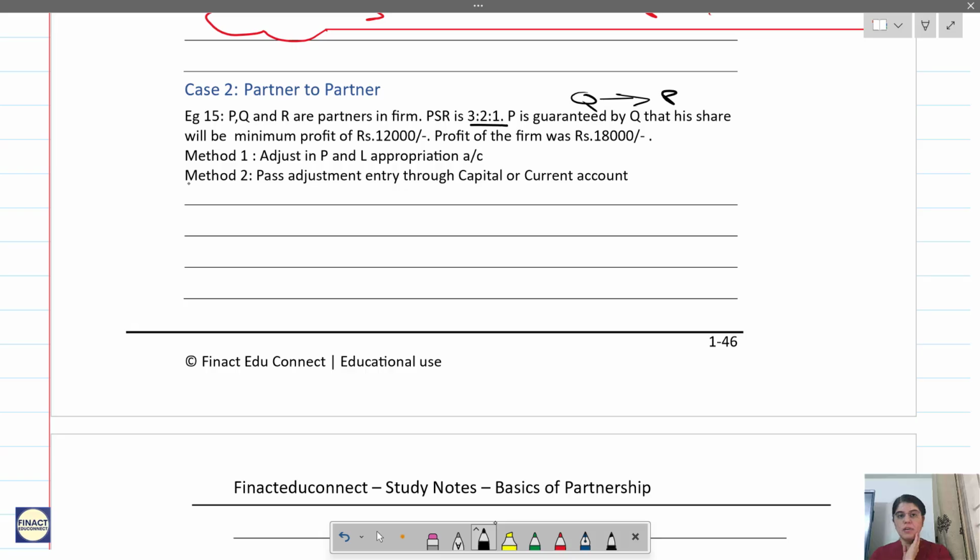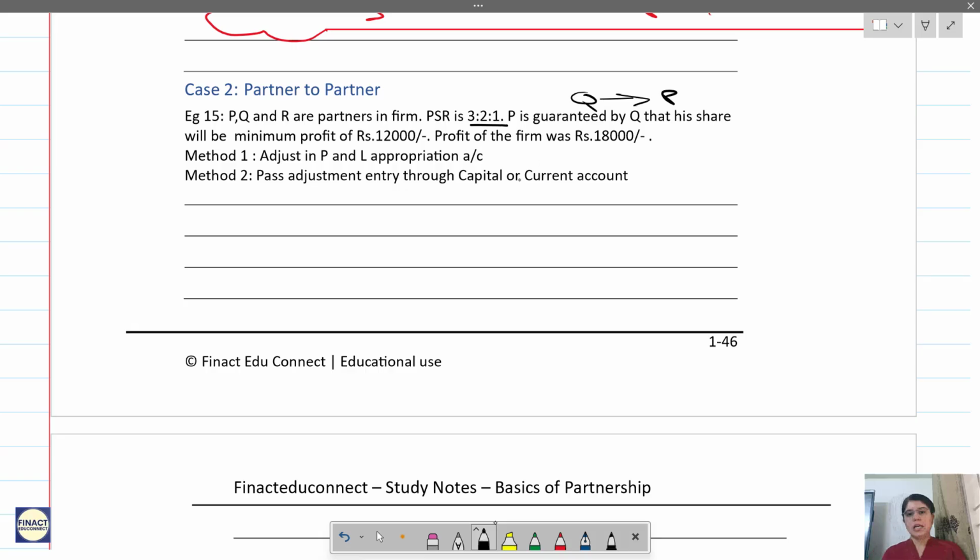So method 1 and method 2 are methods of accounting. Method 1 is you will be adjusting it in the profit and loss appropriation account the way we have done it in the previous example. Or method 2 is pass an adjustment entry through capital or current account. So that we will learn. In the exam they will ask you only one method of accounting, and you have to follow that particular method. By both the methods your net result is the same. Understand that. So calculation is different, accounting is different.